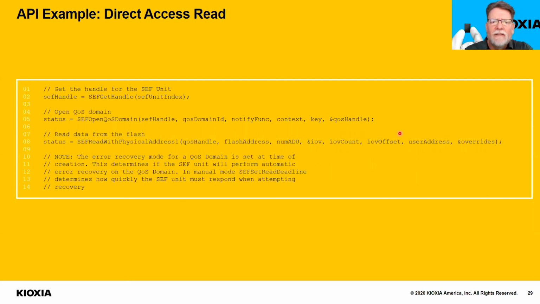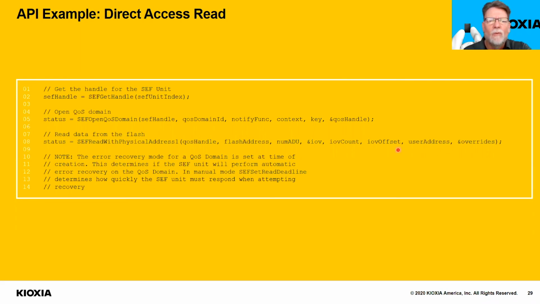IO vector offset is a field that allows you to do multiple operations on a single IO vector at different offsets, so that you can handle very complex memory layout schemes spread across multiple operations. Finally, you have the opportunity to pass in the user address. And once again, this is metadata associated with the user data itself. In the case of the block mode or the reference FTL, the user address is in fact the LBA.